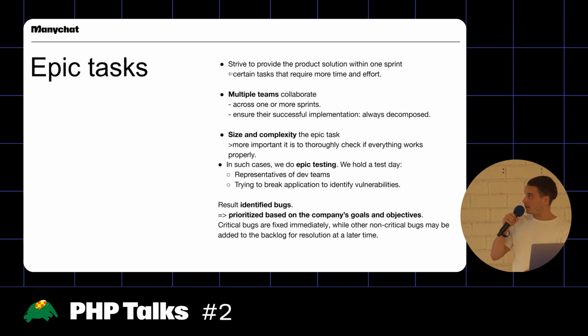Another part is that we might have work that takes more than one sprint. It is so large and so complex that it requires more than these 2 weeks. So we're going to have multiple teams that collaborate on the testing. It's even more important in this case to test thoroughly. So invite as many people as possible, do epic testing, hold a testing day, and have all the representatives join us and try to break the application. It's once again going to be the same. We have a prioritized list of bugs, and other non-critical bugs are going to go to the backlog to see if we can resolve them later.